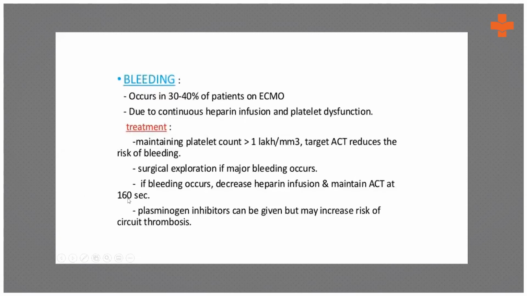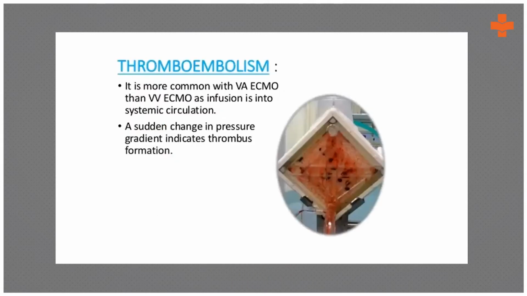Remember, by maintaining ACT at 160, we are increasing the chance of thrombus formation. Plasminogen inhibitors may be given, but again, thrombosis, so you have to see what is more dangerous for the patient. Is the bleed going to be more dangerous, or is the thrombus formation going to be more dangerous? Now, thromboembolism: this is the oxygenator, where you can actually visually see these clot formations or thrombus formations.